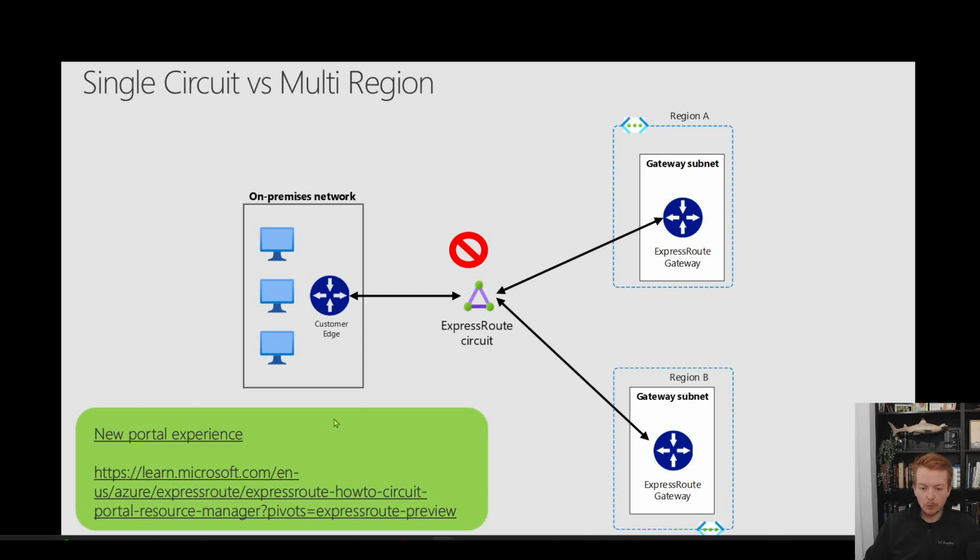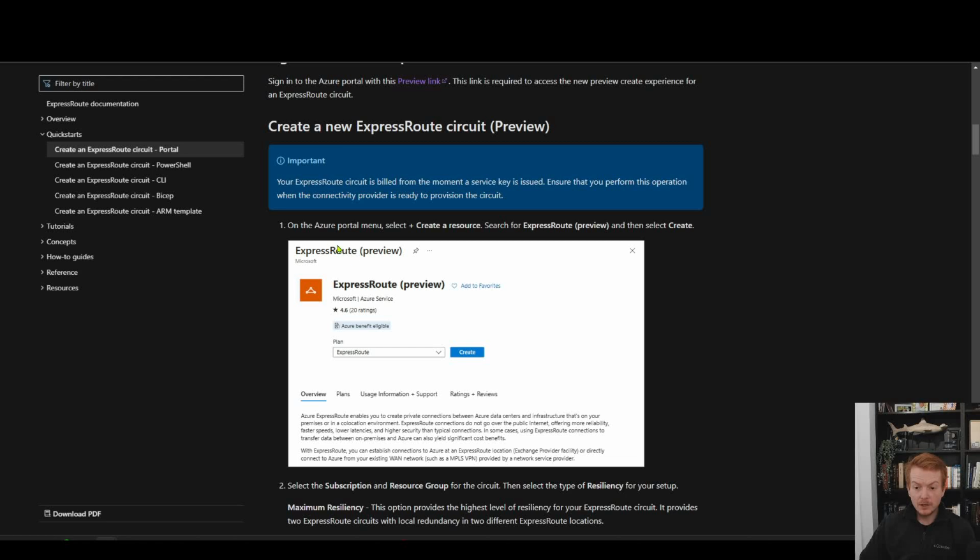And the green box here, I want to flag a new feature that we announced recently to help customers make this decision in a more informed way. So let me flip to the documentation for that, and we'll go through that. So this is the new experience we have for deploying ExpressRoute circuits. And you can try this out yourself.